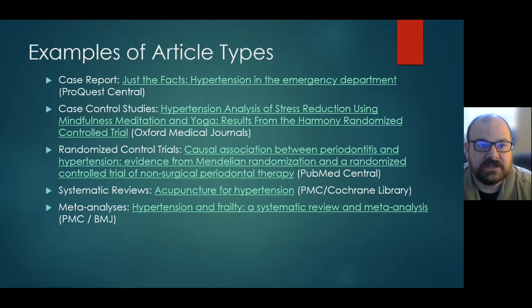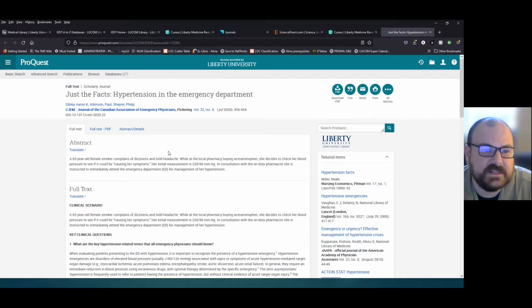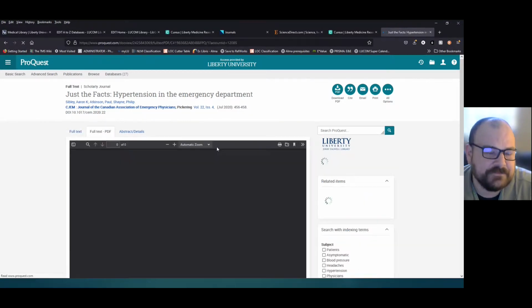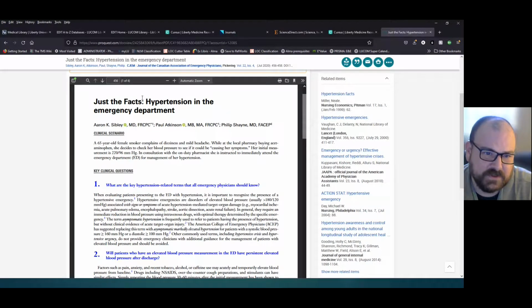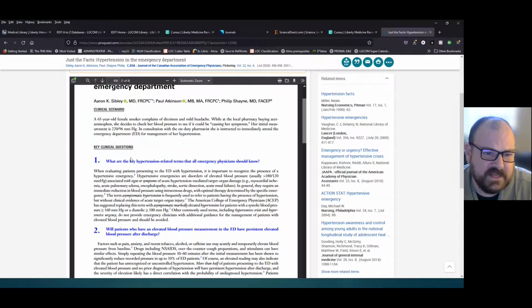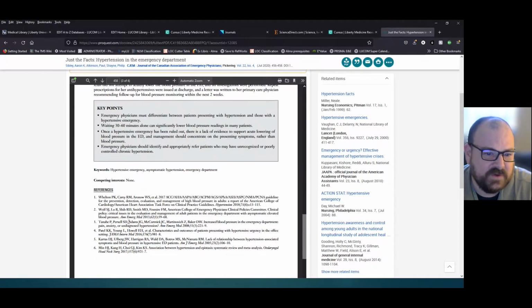But anyways, a case report is an example of just the facts: hypertension in the emergency department. So this is a lower level of evidence, like we saw, on that evidence-based pyramid. I'm going to see if I can pull this up here. I don't think I need to see the PDF; here we go, full text. You can tell from looking at this it's pretty brief. It's only 4 pages long. It's got our clinical scenario that's being addressed, key clinical questions that arise from the clinical scenario, key points, and a few references.